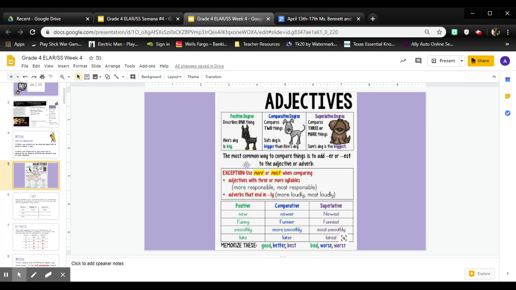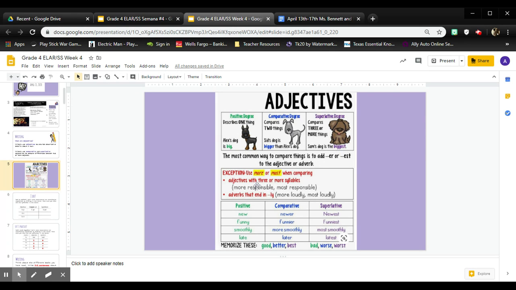The most common way to compare things is to add ER and EST. As we saw in the comparative degree, Sid's dog is bigger, so we added ER. The original adjective was big, so in the comparative, we just added ER. But if I just do big and then add ER, it doesn't look right. So sometimes you might have to add another letter. So in bigger, we added an extra G. In the superlative, we're just going to add EST. Sam's dog is the biggest. And remember to add that G.